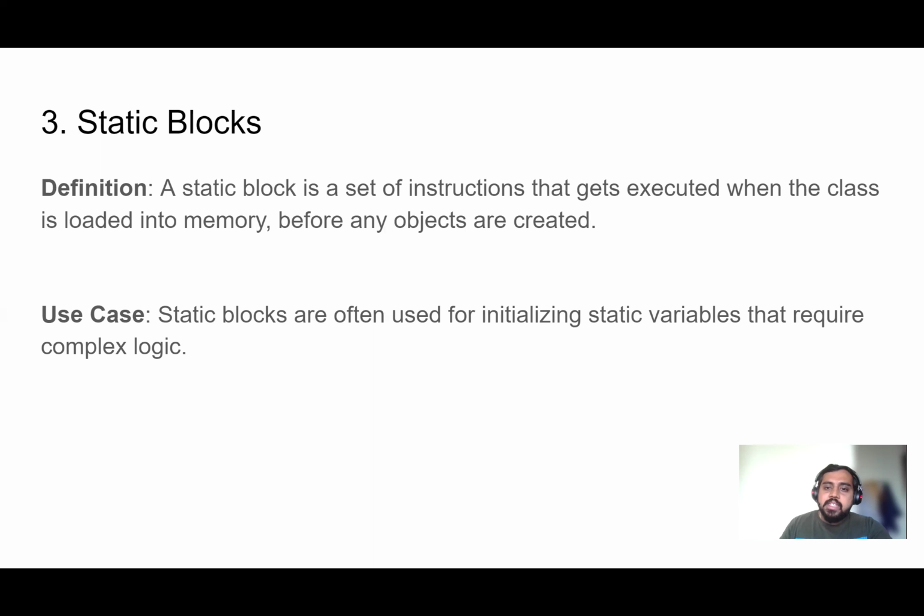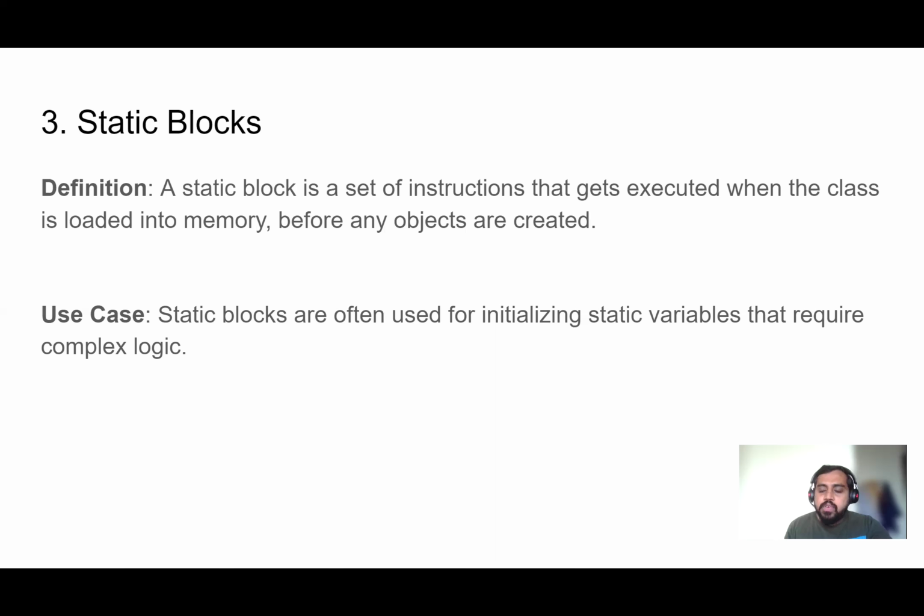A static block is a set of instructions that gets executed when a class is loaded into memory and before any objects are created. The use case is that static blocks are often used for initializing static variables that require some complex logic. If you have some complex logic to initialize a static variable, we can make use of these static blocks.